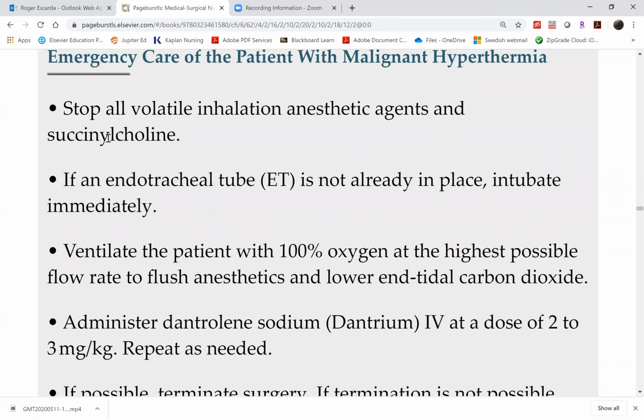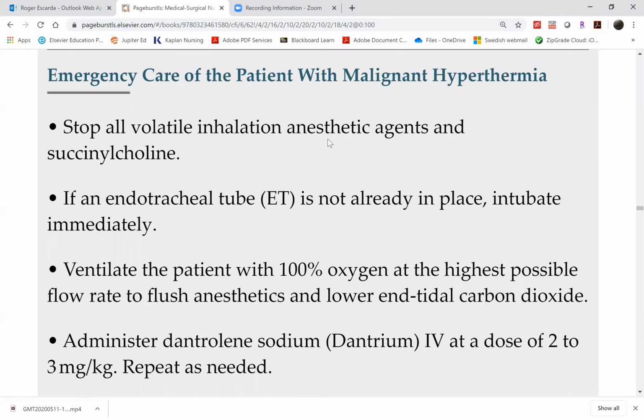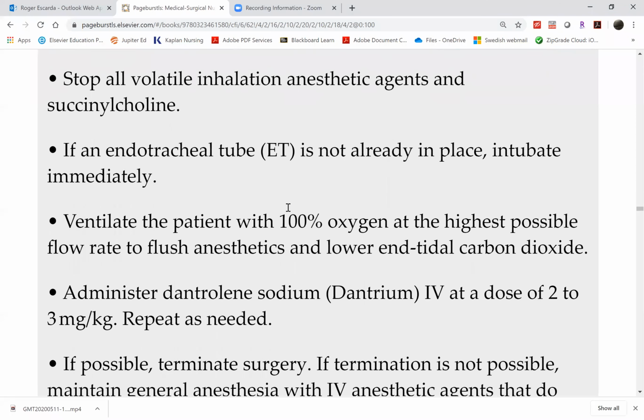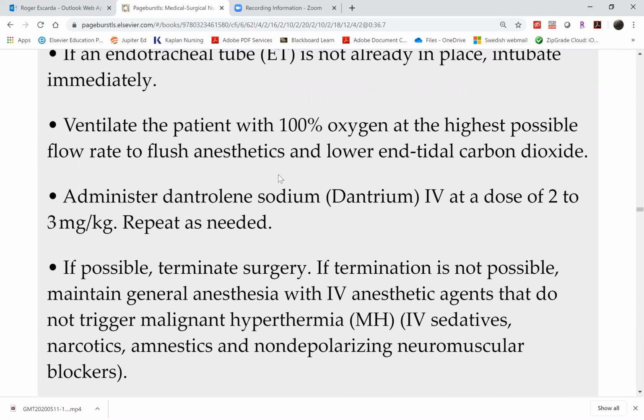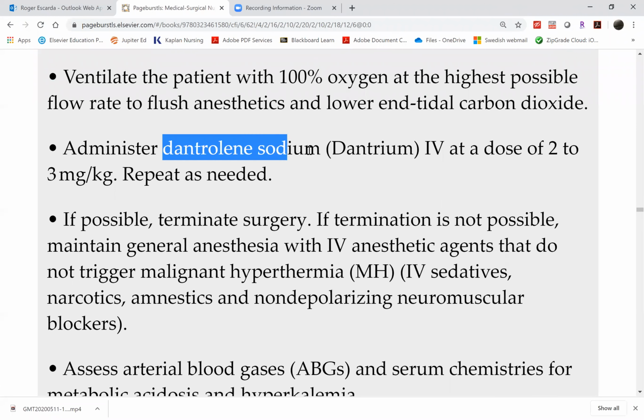First step is to stop the anesthetic, because that's what's triggering the reaction. This usually is already there. However, if this occurs after surgery, then they will have to be re-intubated. Give oxygen, 100%, and then this is the emergency drug. So this is a muscle relaxant. This is the only one approved though for malignant hyperthermia. No other drug is recommended.